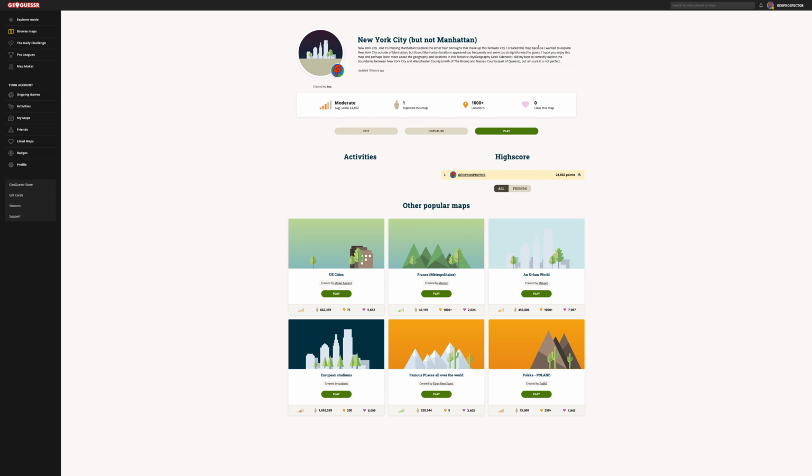I created this map because I wanted to explore New York City outside of Manhattan and found Manhattan locations appeared too frequently or were too straightforward. I hope you enjoy this map and perhaps learn more about the geography and locations of this fantastic city. I've got here a side note that I just tried my best really to observe the city lines here, and I will show you what I've done.